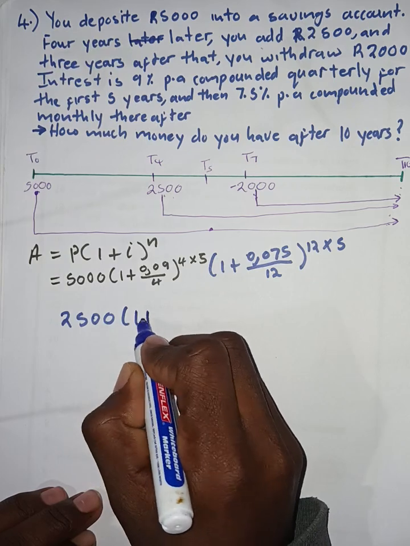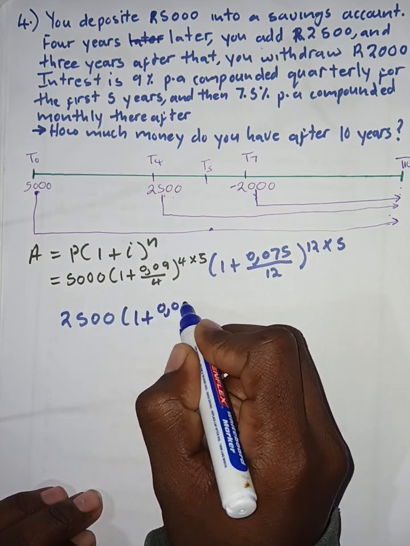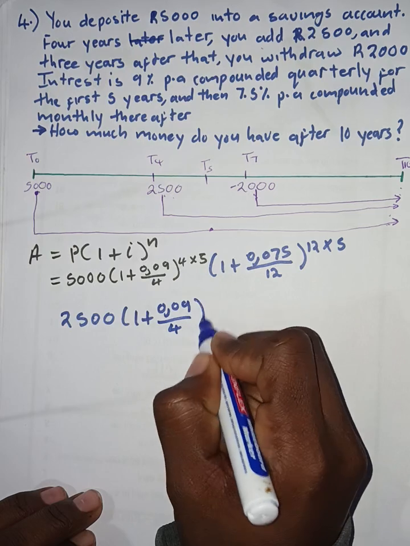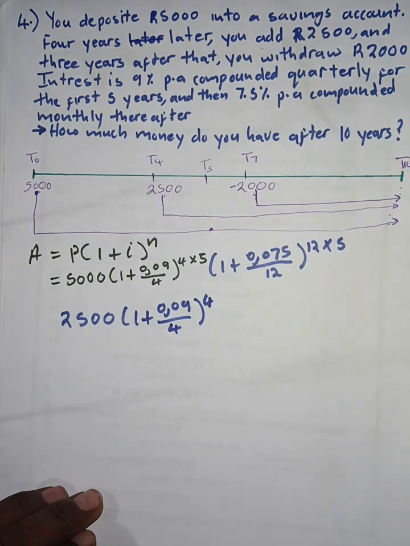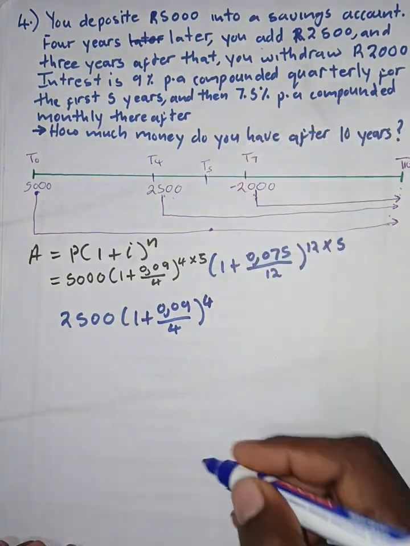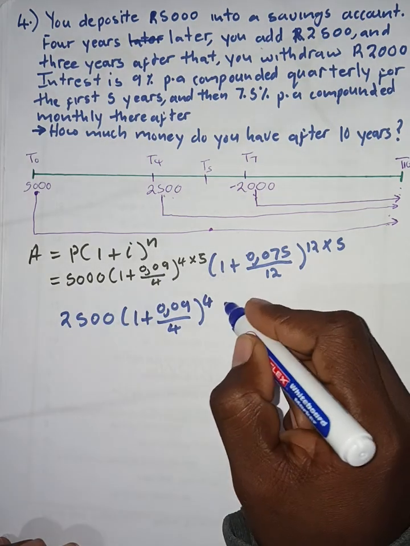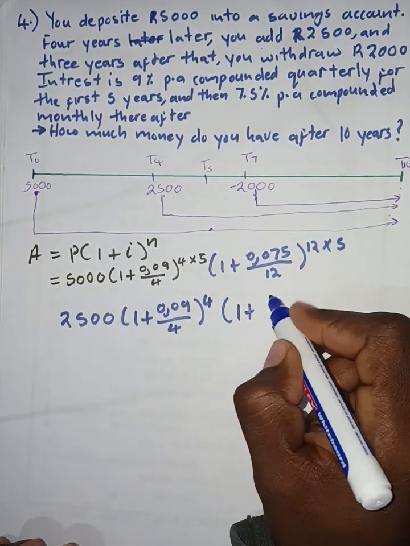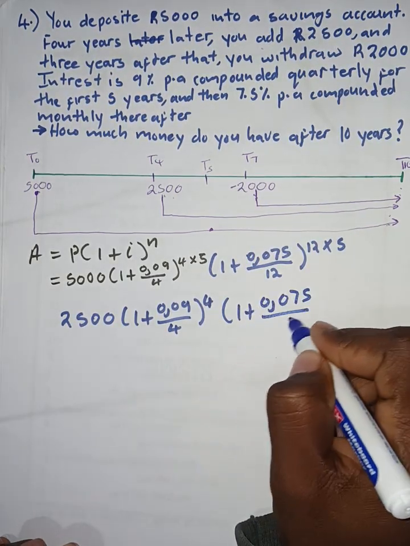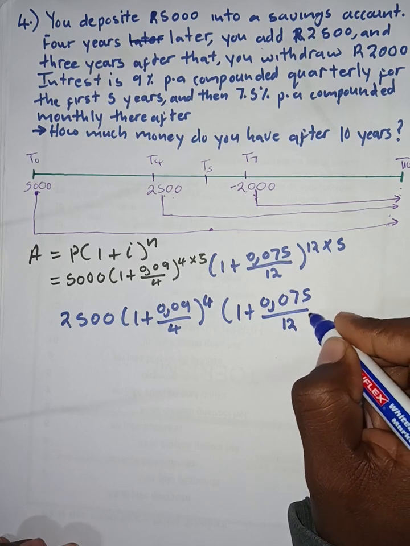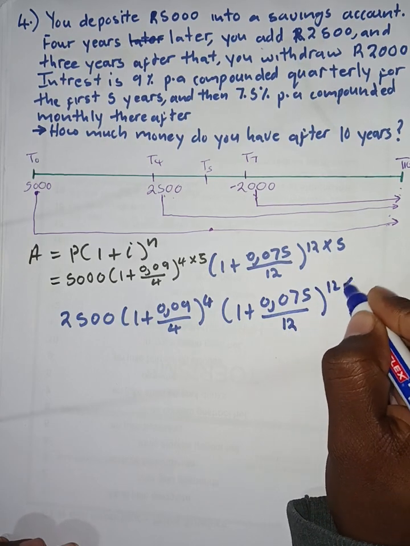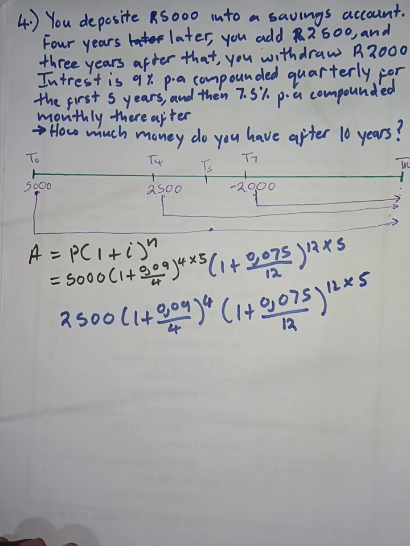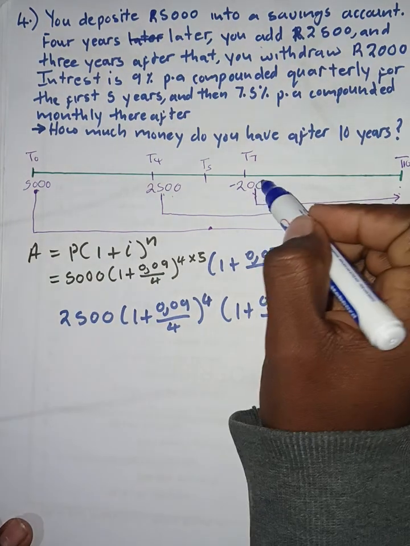Of course, that would be 1 plus 0.09 over 4, for a quarter. In this year we have 4 quarters, and whatever amount I get there, I'm going to put it back into the account. But for how many years? For a further 5 years, so that would be 1 plus 0.075 divided by 12, to the power 12 multiplied by the further 5 years. And then I'm going to find out how much it will be worth at T10.